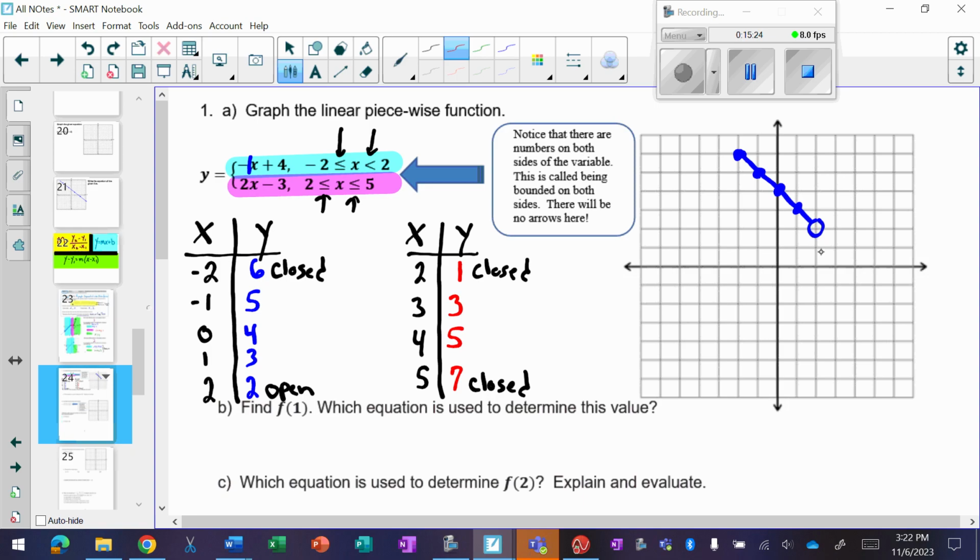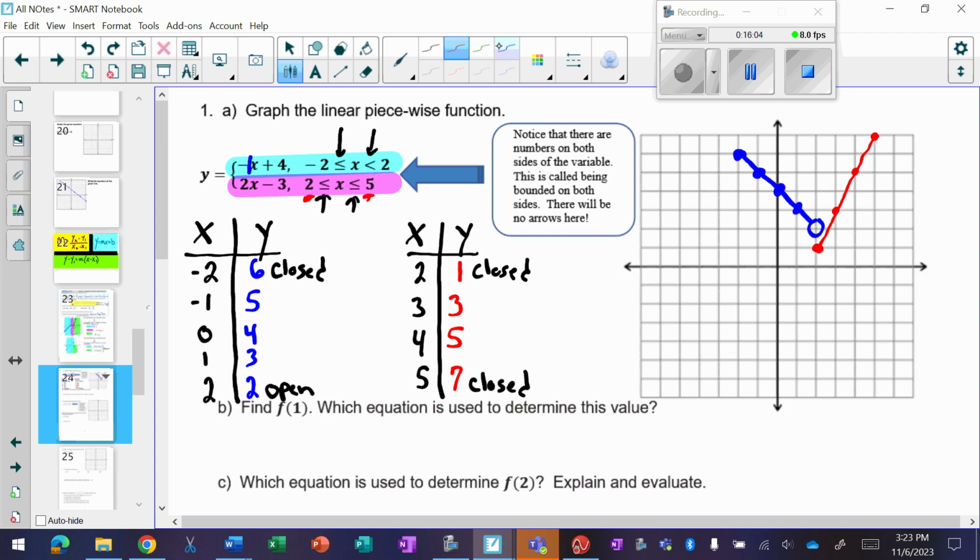So 2, 1, closed circle, 3, 3, closed circle, 4, 5, closed circle, and then 5, 7, closed circle. And those get connected. Do not go past the dots. You must start and stop exactly where it said to. So you start at positive 2 and stop at positive 5. So those are our two pieces to our piecewise function.